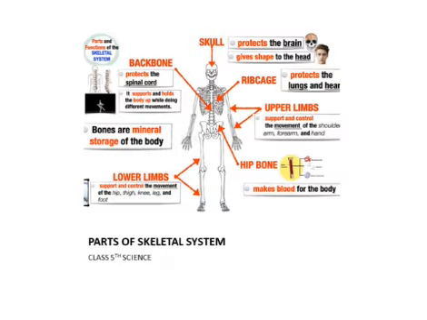Okay. Now parts of the skeletal system. As I mentioned earlier also, this upper part is known as the skull where our brain lies, which protects the brain and gives shape to the head. Rib cage protects the lungs and the heart. Upper limbs support and control the movements of the shoulder, arm, forearm and hand. Hip bone makes blood for the body. Lower limbs support and control the movements of the hip.